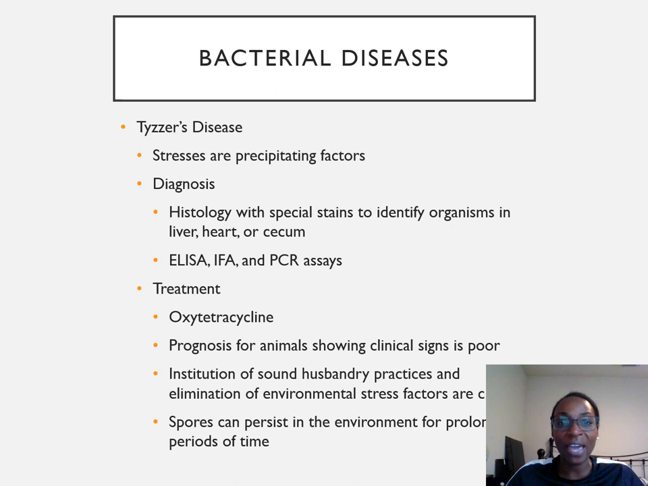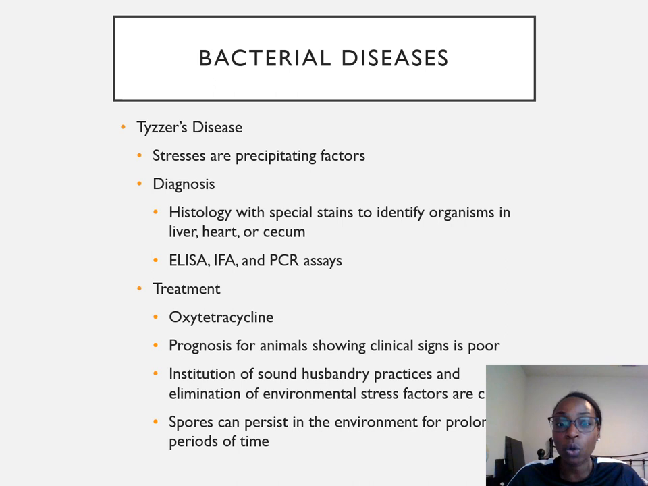So how do we treat it? Well, by the time we're seeing clinical signs, it's really going to be difficult to treat because the prognosis is going to be poor. Again, remember, by the time we see this, they're going to be dead within 12 to 24 hours. So we can try to give them oxytetracycline, which is an antibiotic. But the best thing that we can do is just be proactive. Again, we know that those spores are going to persist in the environment for a long period of time. It's difficult to get rid of spores.